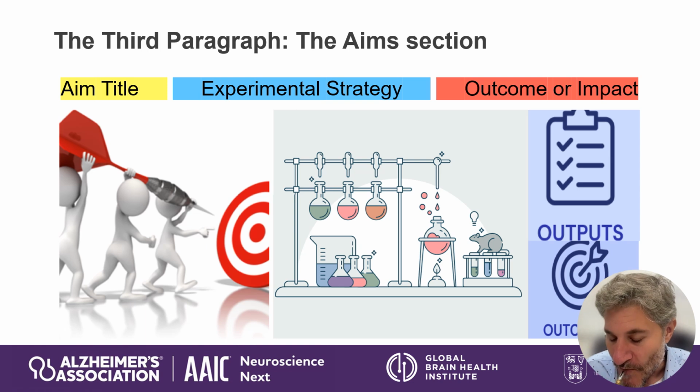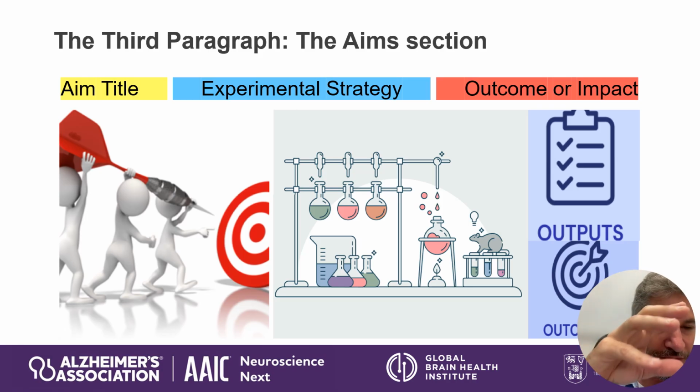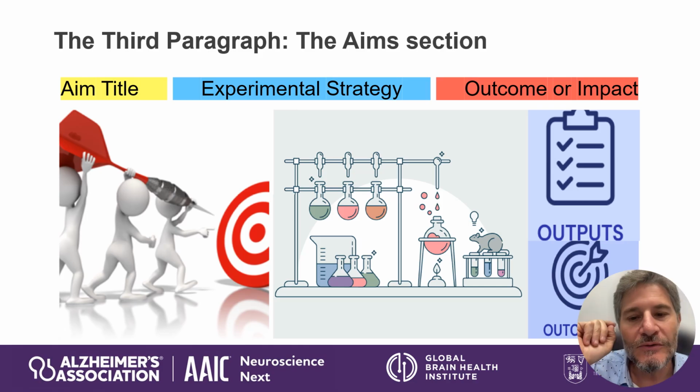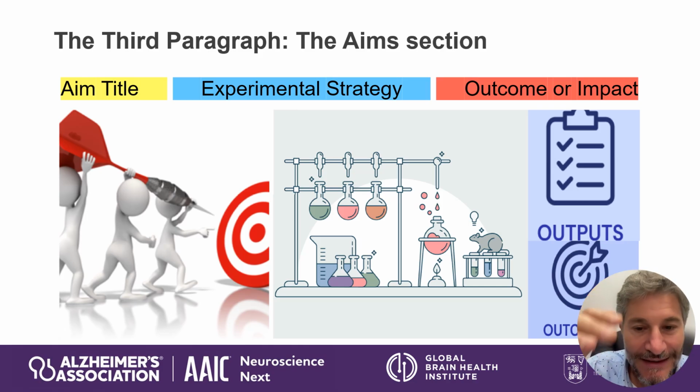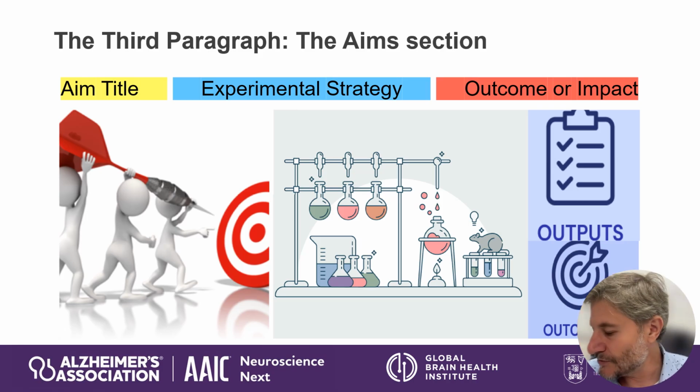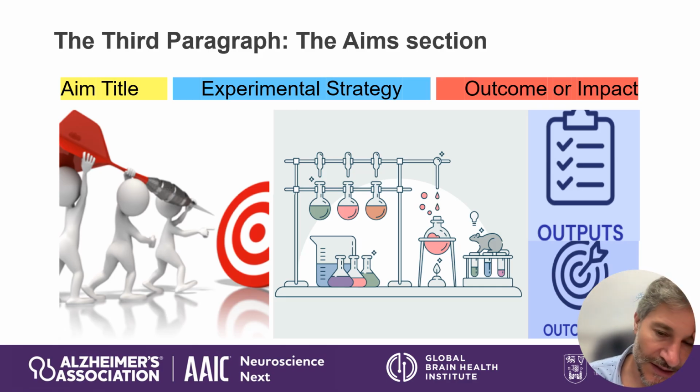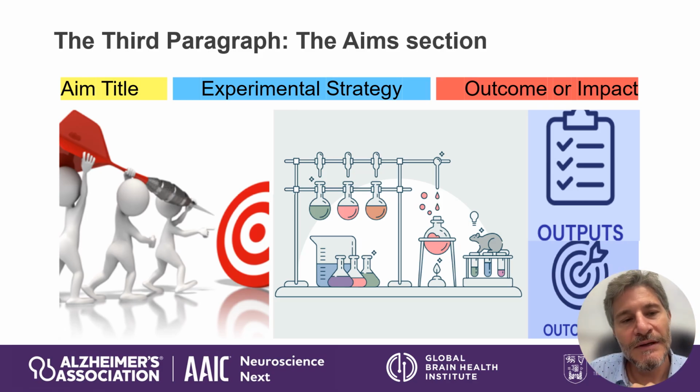But in general, you may want to develop aims that specifically respond to your long-term goal, that are not over-ambitious, but at the same time really address a significant gap. So usually this is why you need to split your long-term goal into different aspects and propose different specific aims. So in the third paragraph, you will have aim 1, aim 2, and aim 3.